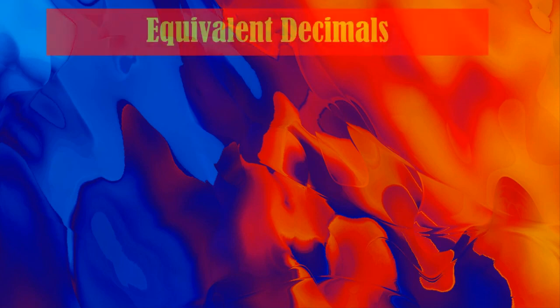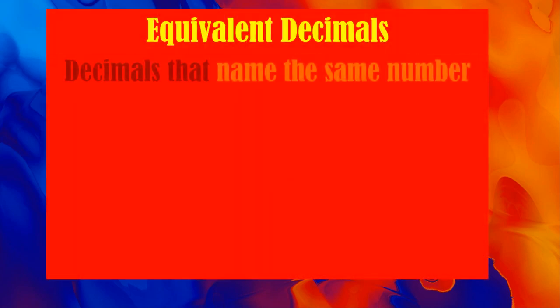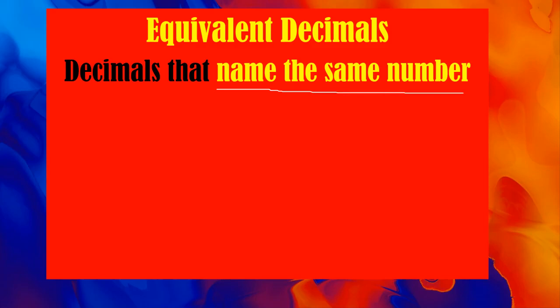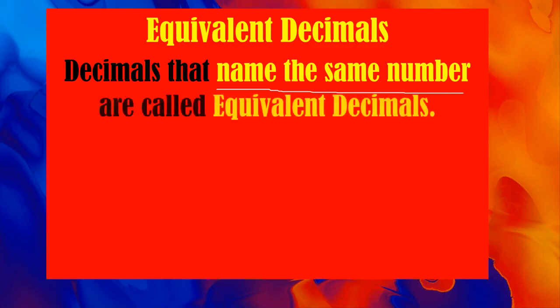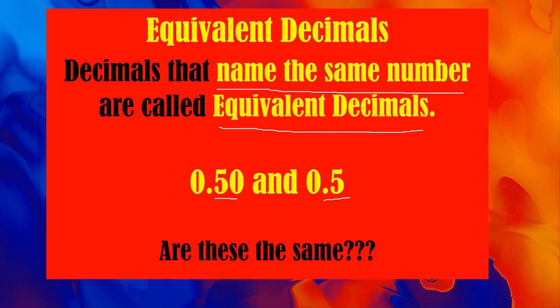So we have a trivia: equivalent decimals. Decimals that name the same number are called equivalent decimals. Example, 0.50 and 0.5. Are these the same? Okay, let us see.